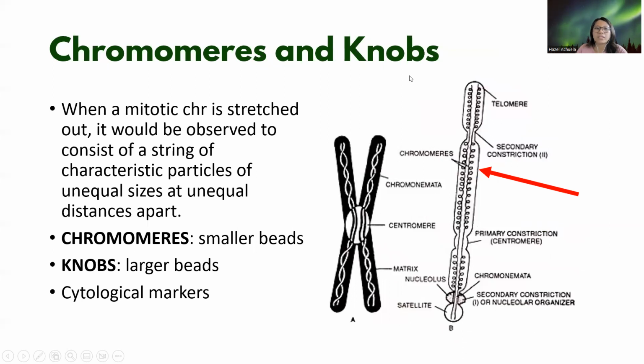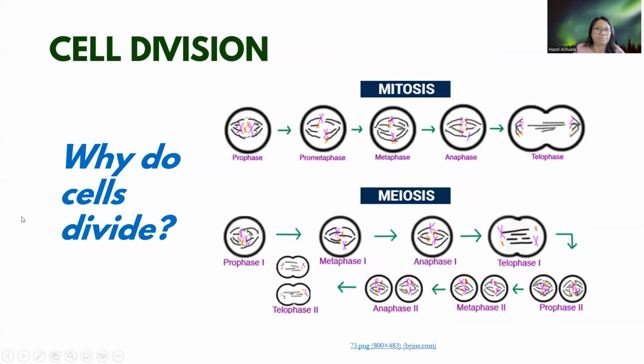Next, chromomeres and knobs. These are the beads representing the chromomeres and knobs. So it says here, when a mitotic chromosome is stretched out, if you relax the chromosome, it would be observed to consist of a string of characteristic particles of different sizes with different distances. So, unequal yung distances between these particles. And yung mga mapapansin natin na smaller beads, we call them chromomeres, and the larger beads are called as knobs. They actually serve as cytological markers.